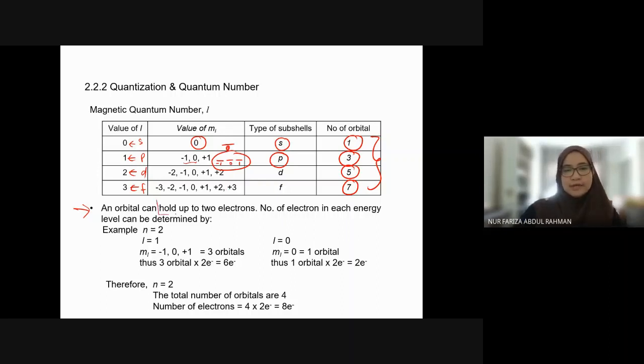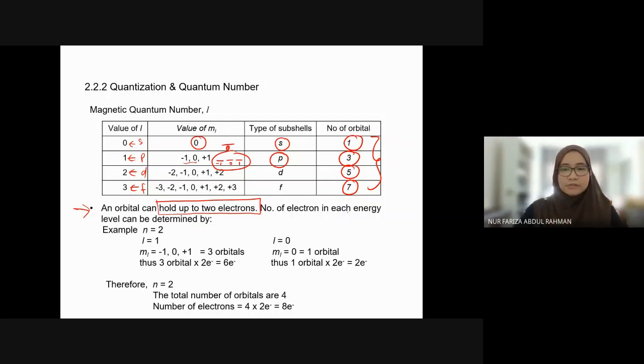It should not be more than 2 because electrons have the same charges. By right, same charges repel, so there is repulsion between them. The more electrons in the orbital, the higher the repulsion. So the maximum that they can tolerate is 2 electrons at one time. So we have that information already. For one orbital, we can only accommodate 2 electrons.